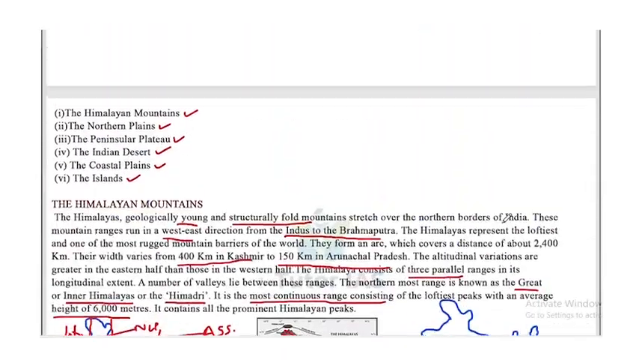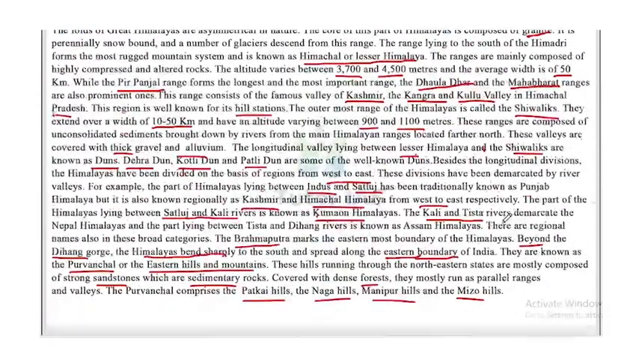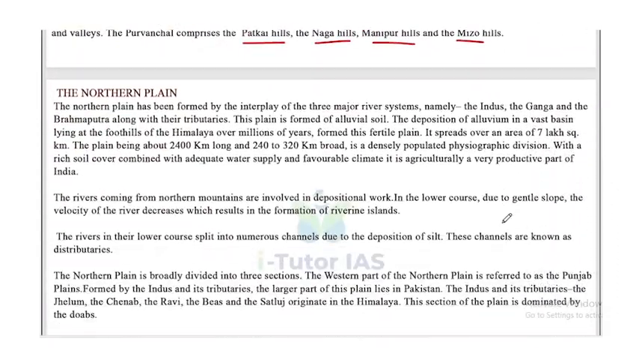So that is the first physiographic division, the Himalayan mountains. The second one is the northern plain. The northern plain has been formed by the interplay of three major river systems. We know the three major river systems that affect the Indian climate are Indus, Ganga and Brahmaputra. So they are the main reason for the formation of the northern plain, along with their tributaries. This plain is formed of alluvial soil.